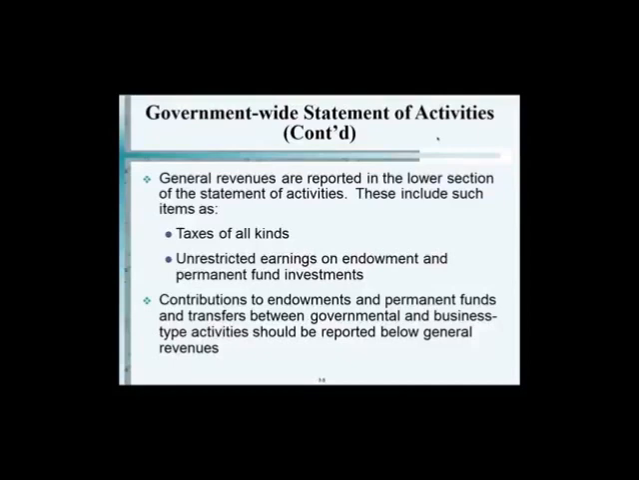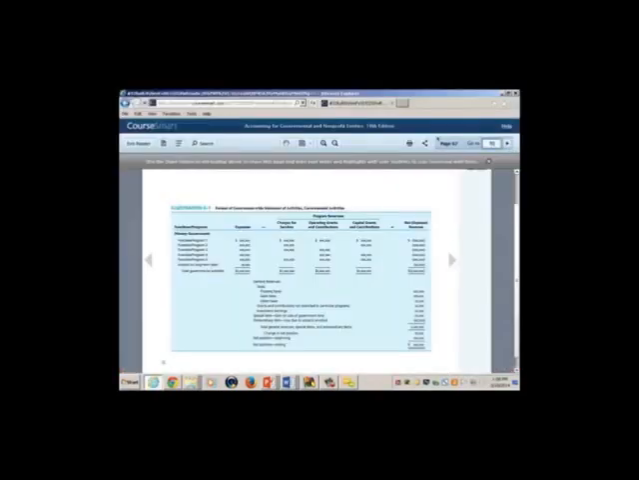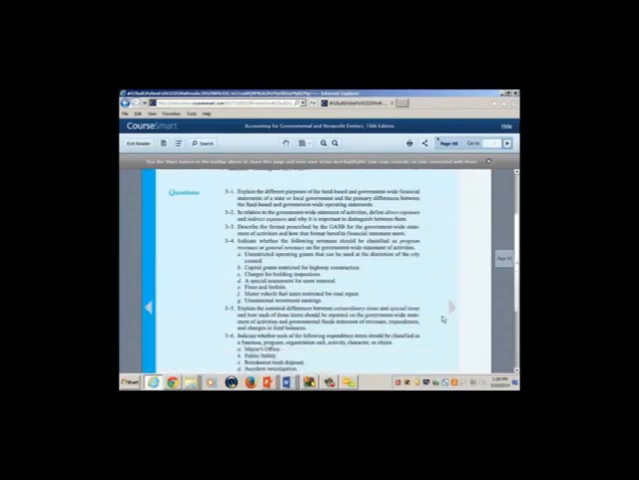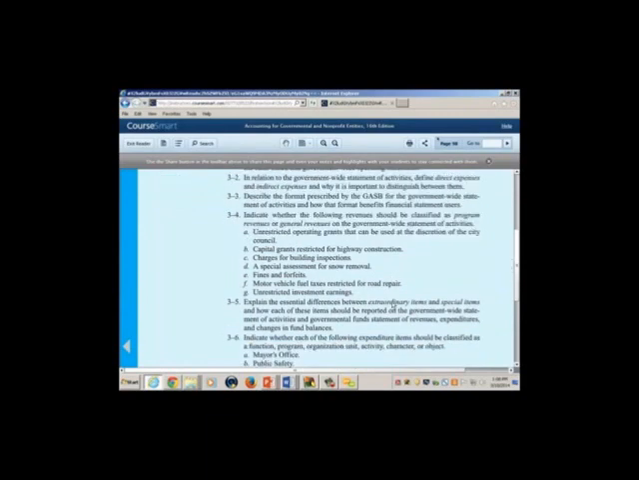Actually, let's do one thing. Let's take a look at a question in the book. See this question 3-4. I want you to take a look at it and tell me if it's program revenues or general revenues. Okay, we'll start off. The first question. Unrestricted operating grants that can be used at the discretion of the city council. Not for any function, but for anything. What would it be? Excellent.